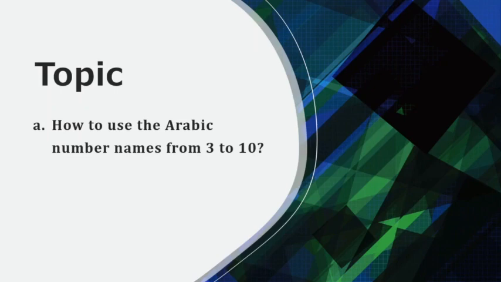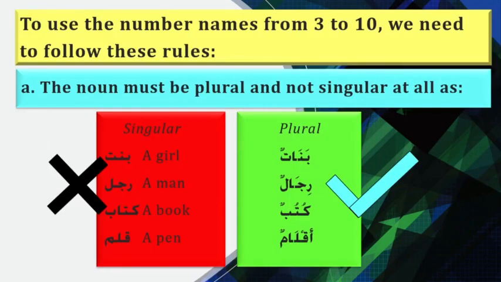So friends, to use the number names from 3 to 10, we have to follow some rules. The number one rule is the noun that we use from 3 to 10 must be plural and not singular at all. I have given here bintun means a girl, rajulun a man, kitabun a book, qalamun a pen. These are singular nouns and these are plurals. So banatun, rijalun, kutubun, aqlamun. So these singular nouns must not be used from 3 to 10. Only the plural forms should be used.